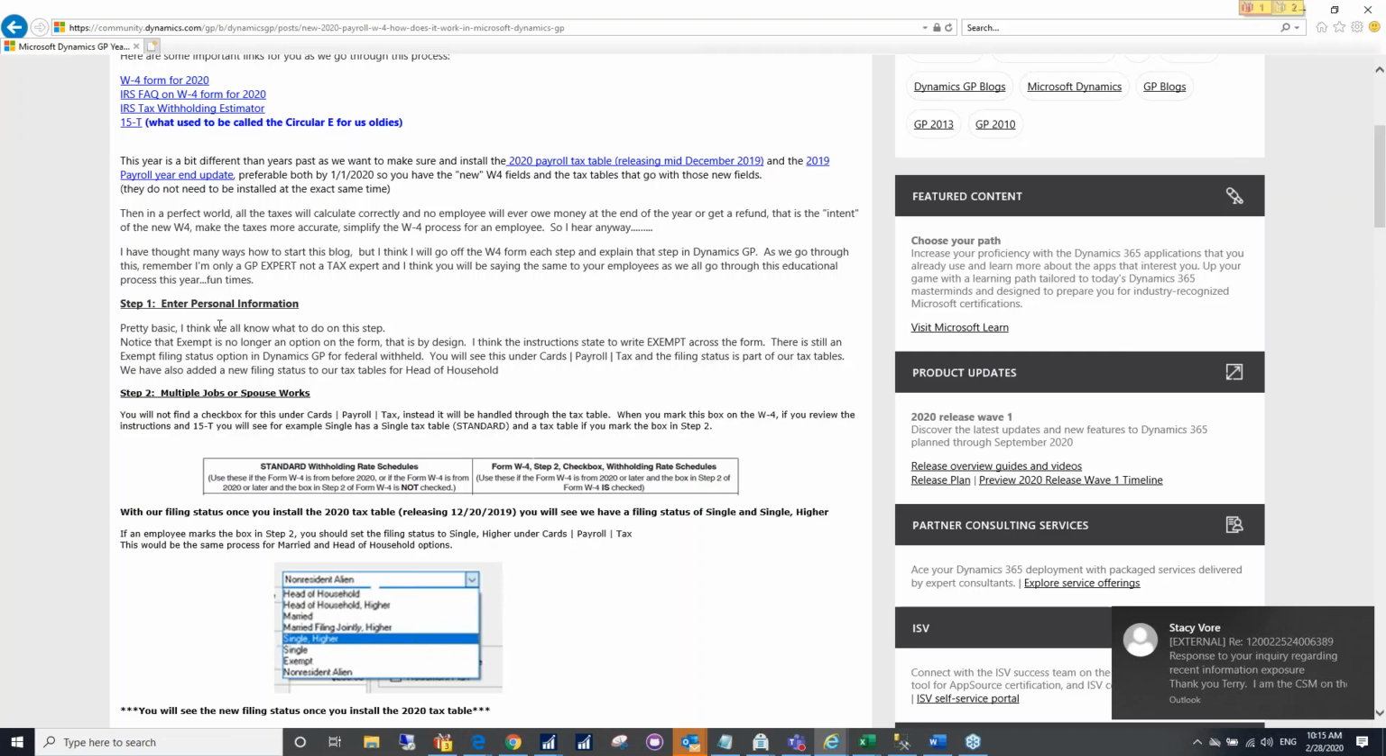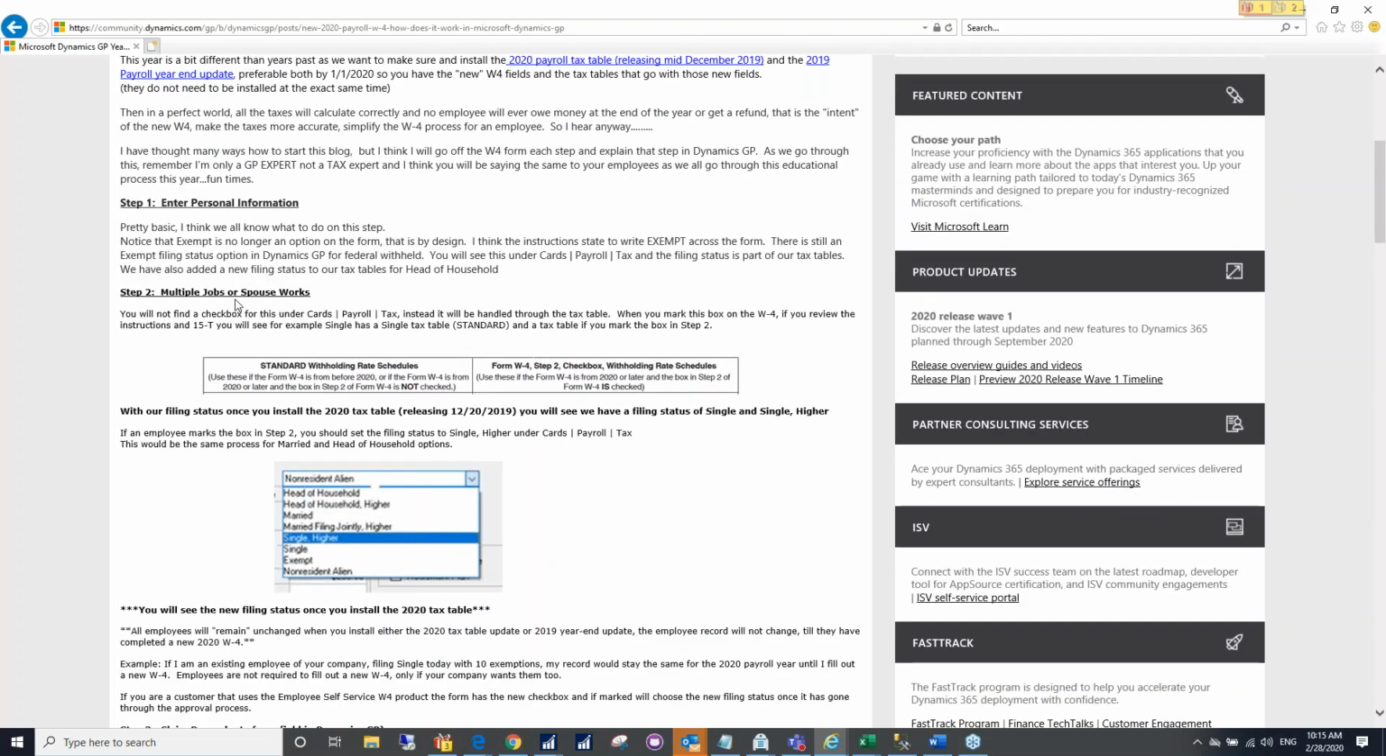So for step one, the personal information, pretty basic. There is no more exempt on there that you can mark, but they say you're supposed to write exempt across the form and send it in if you have exempt employees. So let's go to step two, because that one is new to us.